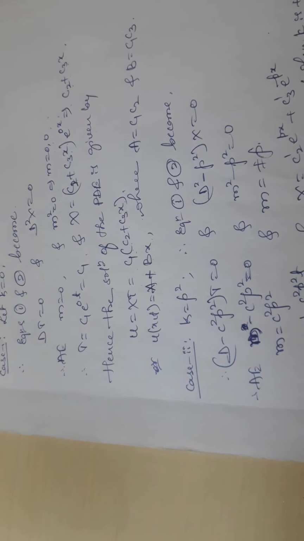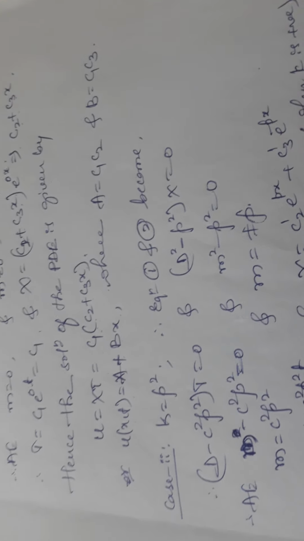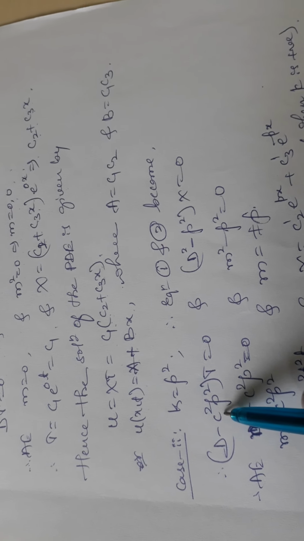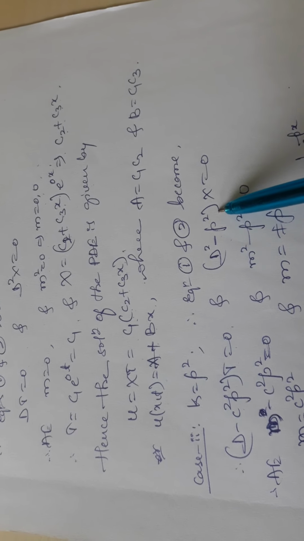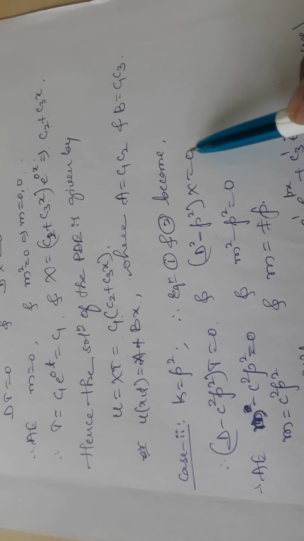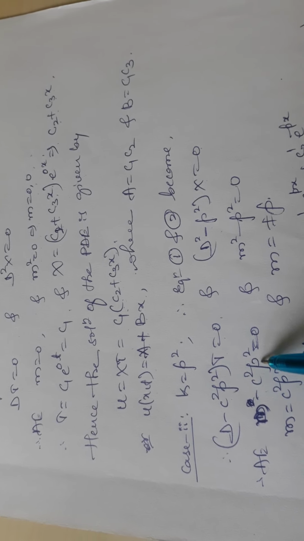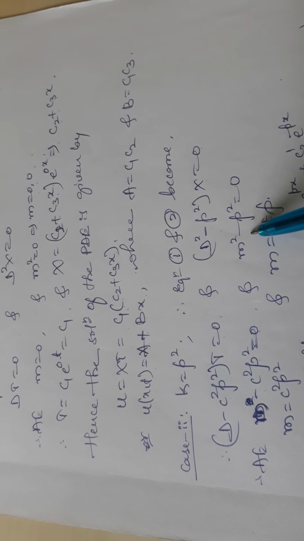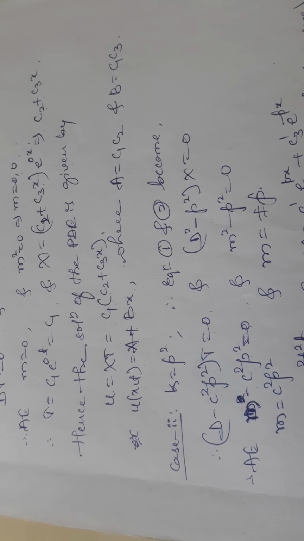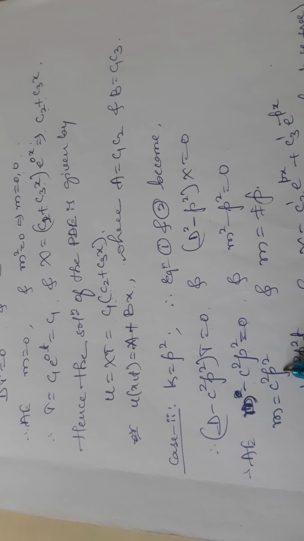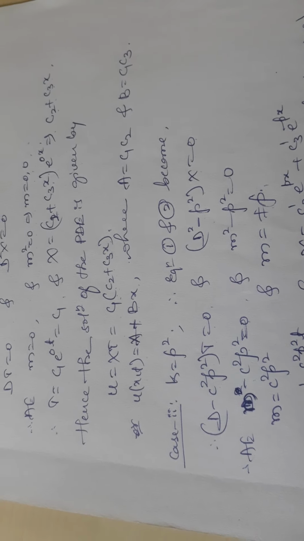Now consider the second case, that is k positive. Then equations 1 and 2 become (D minus c squared p squared) T equal to 0, and the second equation becomes (D squared minus p squared) X equal to 0. Now our auxiliary equations become m minus c squared p squared equal to 0, and m squared minus p squared equal to 0. Now m equal to c squared p squared, this is only one root, and from the second equation m equal to plus or minus p are the two roots.